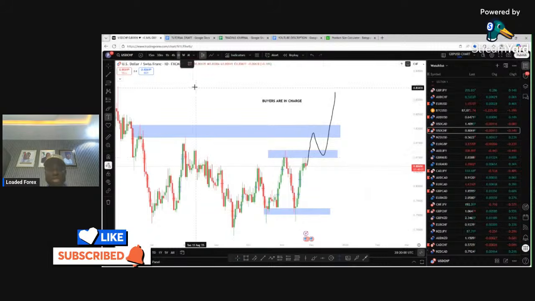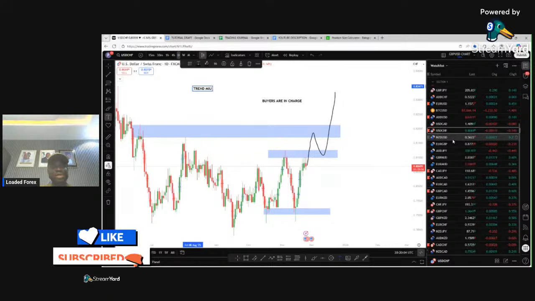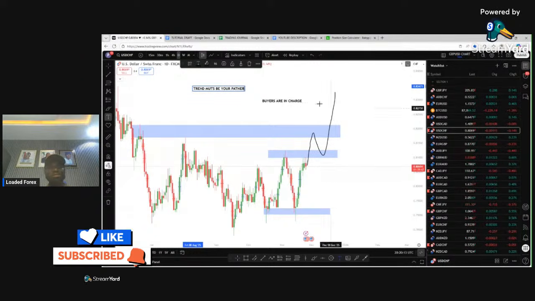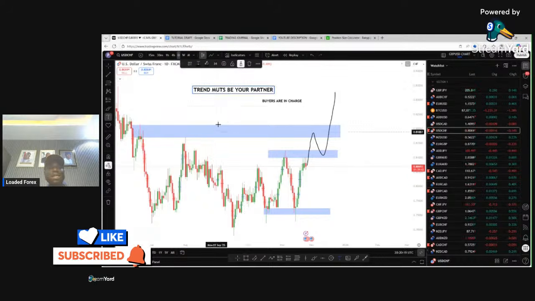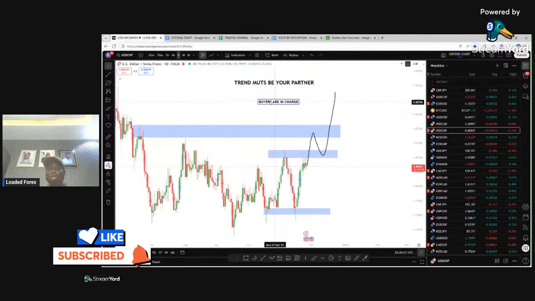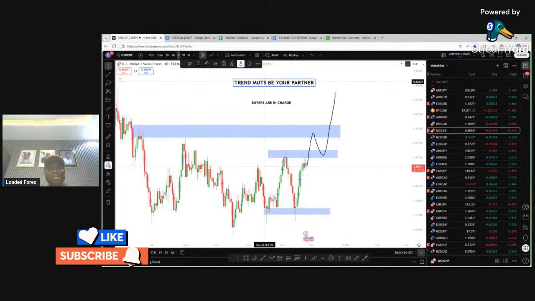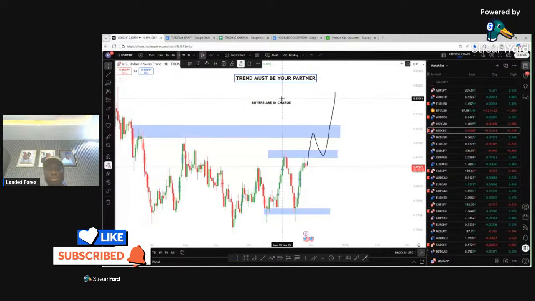If you want to be a successful or profitable trader, trend must be your partner. Don't trade against the trend. That is the most important thing. Trade with the trend, right? The fact that you're trading with the trend doesn't mean you will not lose, but losses are part of the game, and you will still be profitable. Trust me. Trend must be your partner.